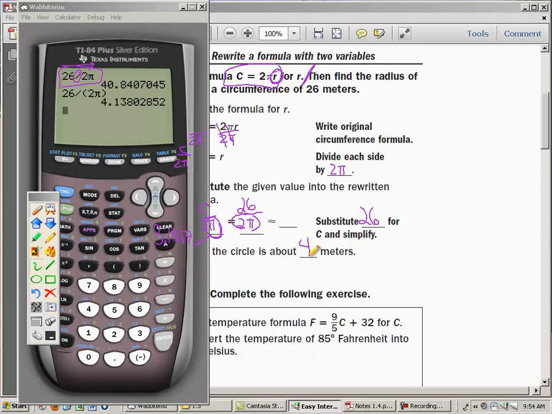Go ahead and pause your video. For the next one, you're solving for C. That means we need to get C all by itself. Pause your video, try this checkpoint problem, and we'll be right back to show you the solution.